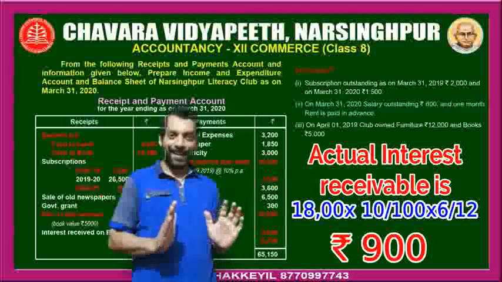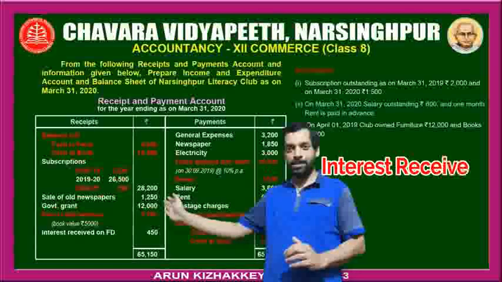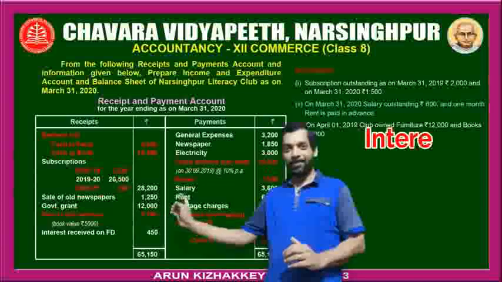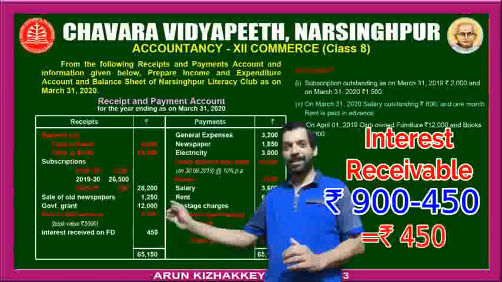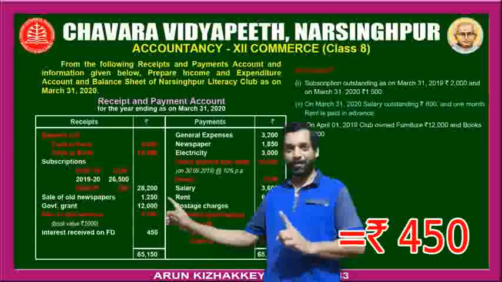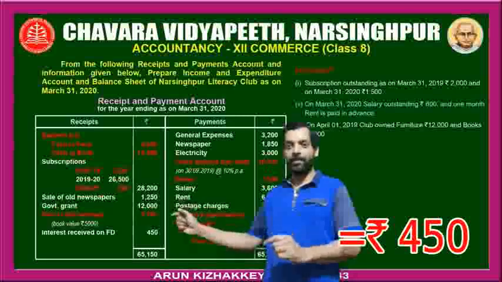It should be 900. But as per the receipt side, you can see interest on FD received how much? 450. That means 450 is receivable from the bank as interest on FD. Keep that amount also in mind. 450 received, 450 receivable as interest on FD.